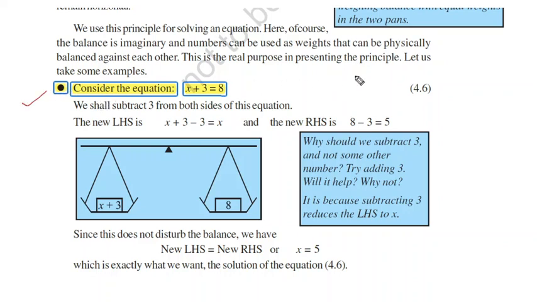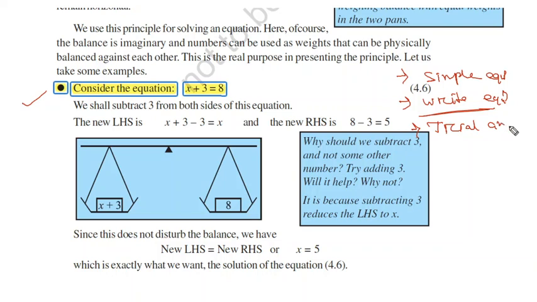So in the last class we had discussed what a simple equation is. Then also we had discussed how to write an equation, and writing equations was both from statement to equation and equation to statement. Then also we had discussed the trial and error method.